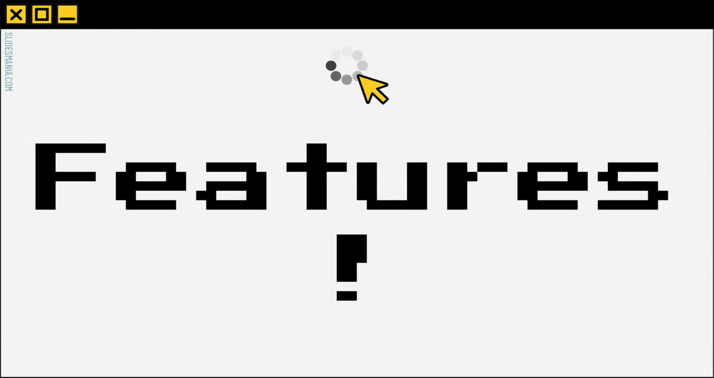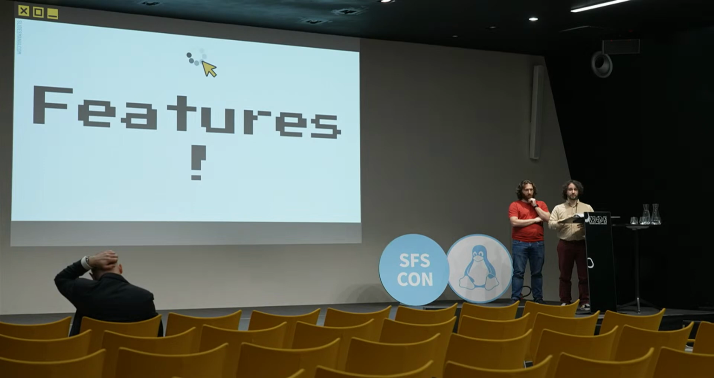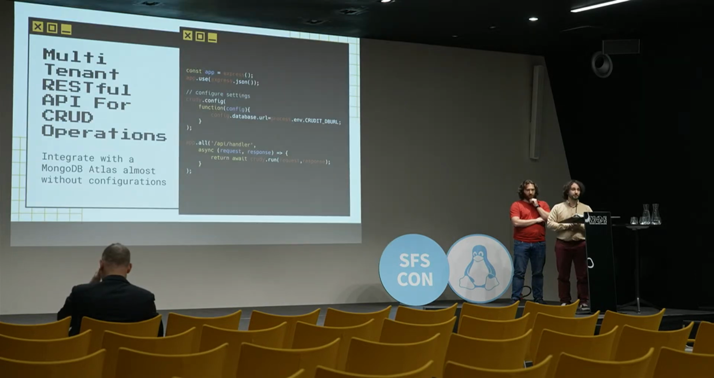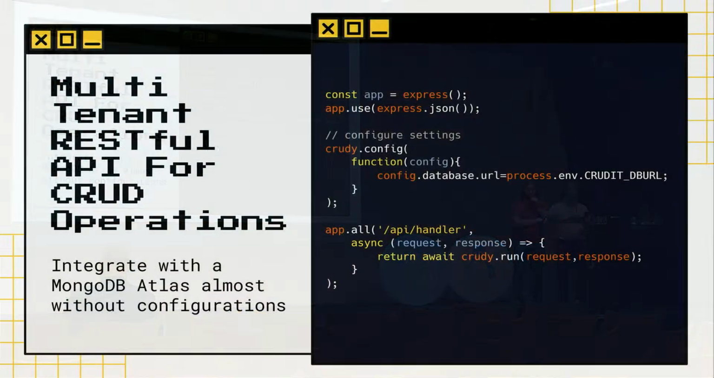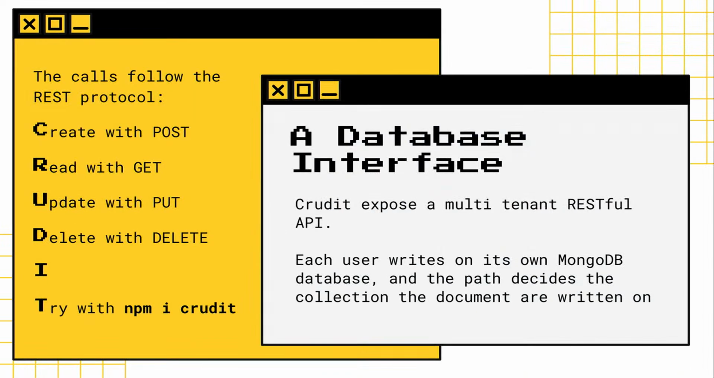So you can see how simple it is to create an application with CrewedIt. First of all, the basic configuration. This is the basic configuration for a MongoDB with CrewedIt application that exposes a REST-compliant API for writing, reading, updating, and deleting the files on a Mongo Atlas database.